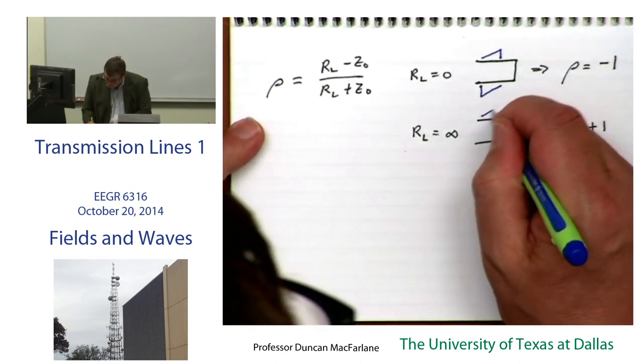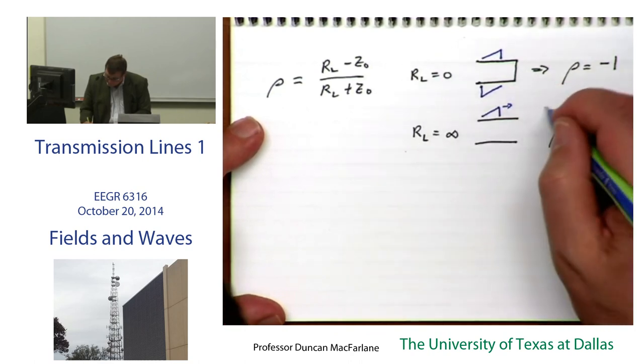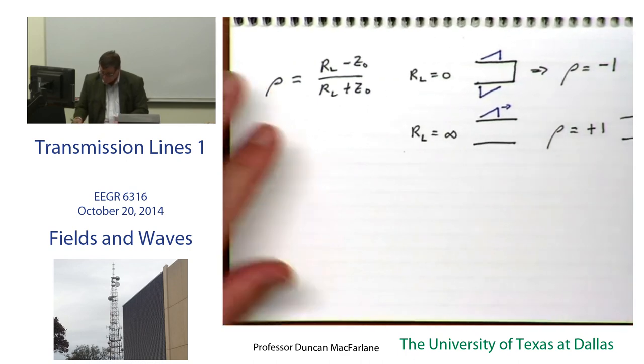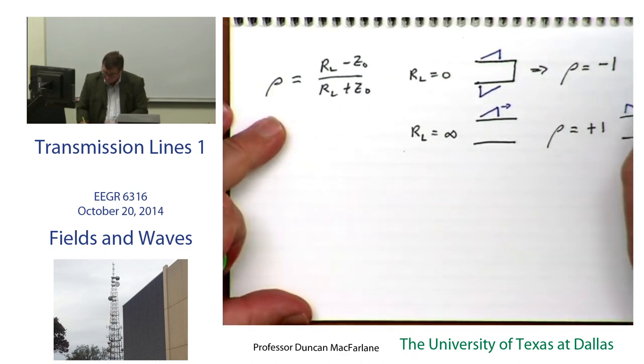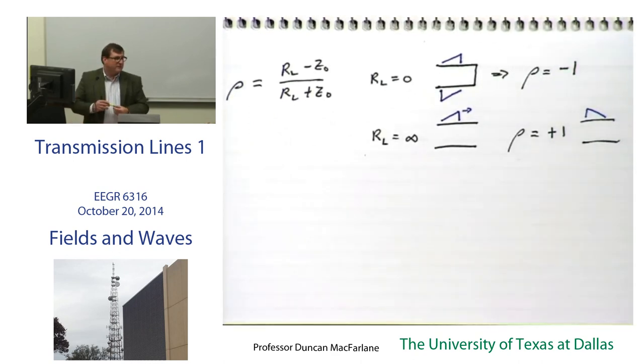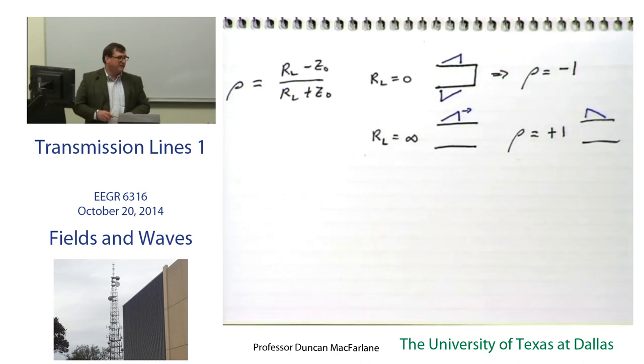So my pulse going this way turns around and comes right back at my very expensive network analyzer, which is a good way to burn out the front end of your network analyzer. I think if you've been in the RF lab, they've probably nagged you about that, right? Always terminate your lines. And not with a short circuit, by the way. Okay?